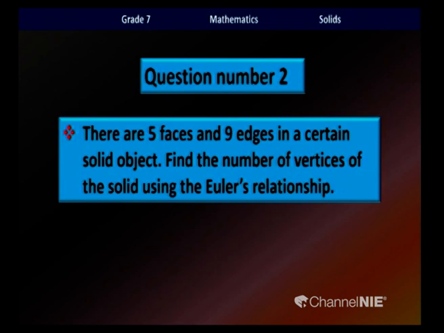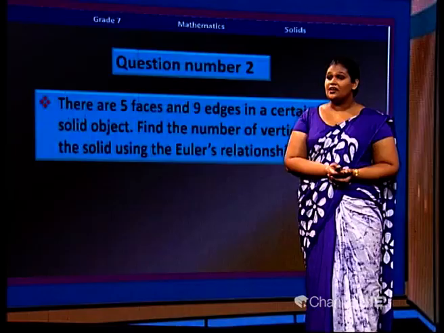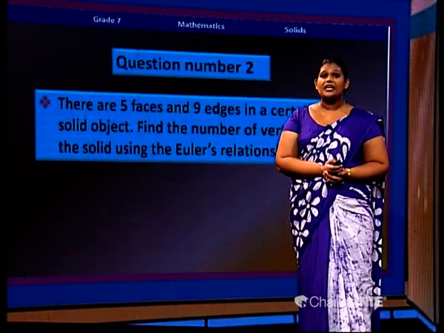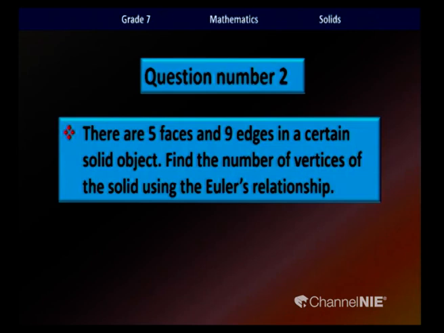There are 5 faces and 9 edges in a certain solid object. Find the number of vertices of the solid using the Euler's relationship. Once again, we will read out the same question. There are 5 faces and 9 edges in a certain solid object. Find the number of vertices of the solid using the Euler's relationship.